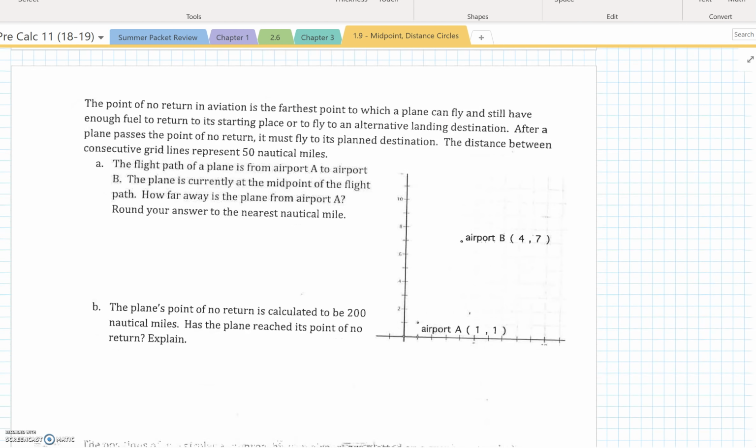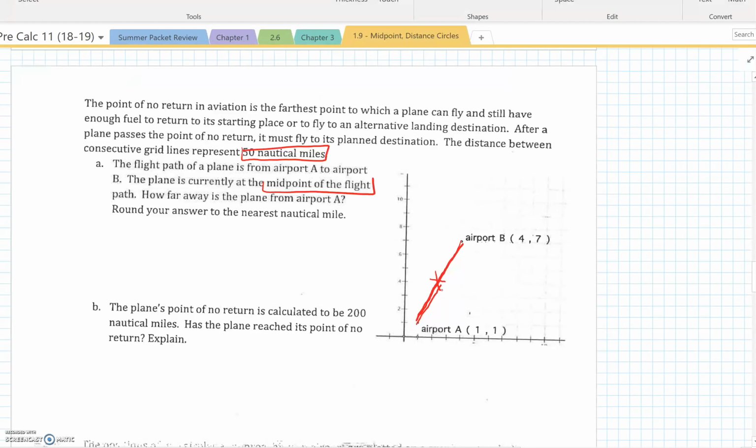Okay, this question is talking about a plane, and it says the point of no return in aviation is the farthest point to which a plane can fly and still have enough fuel to return to its starting place. So this is telling you that the plane is flying from airport A to airport B. Each one of these little tick marks on the grid is 50 nautical miles. Right now, the plane is at the midpoint of the flight. How far away is the plane from airport A?